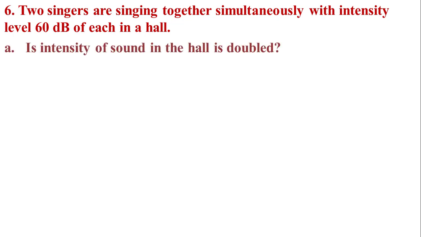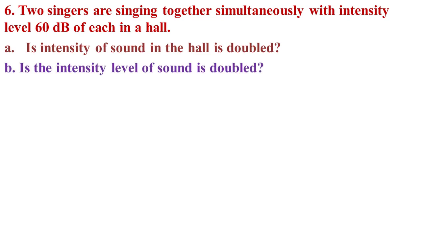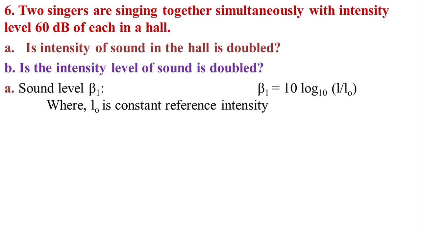So we can say that the sound intensity in question number 6: two singers are singing together simultaneously, with an intensity level of 60 decibel each in the hall. Now in the first part, if the intensity of sound in the hall is doubled, and in part B, if the intensity level of sound is doubled. First of all, we answer the first part.